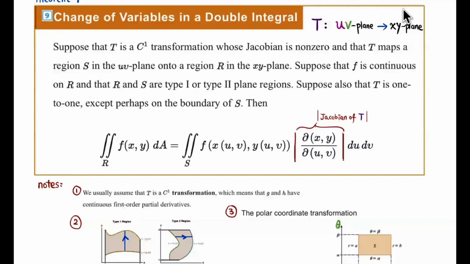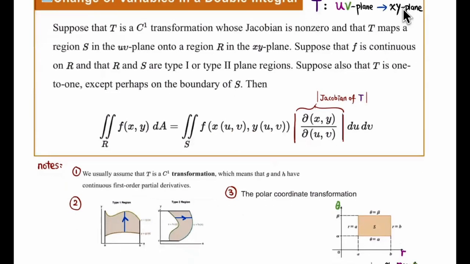So a couple of notes here. First, what does it mean, a C1 transformation? Basically, it just means these two functions, where x and y are expressed as functions of u and v, have continuous first-order partial derivatives.